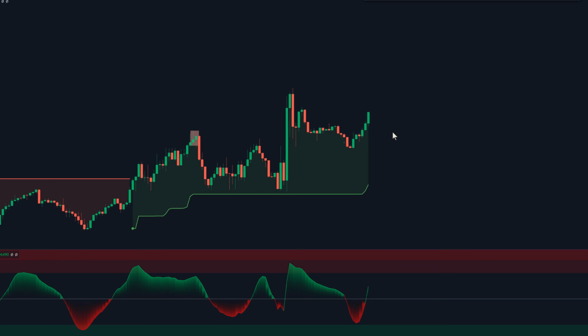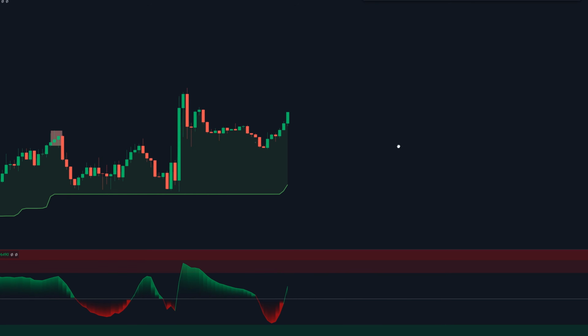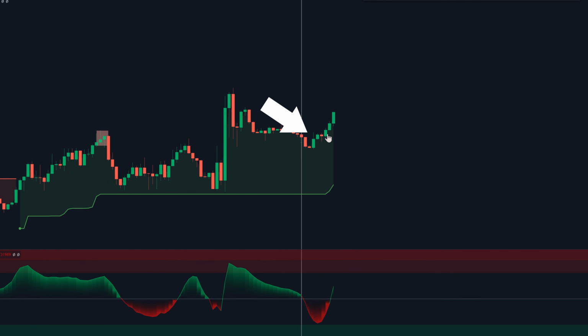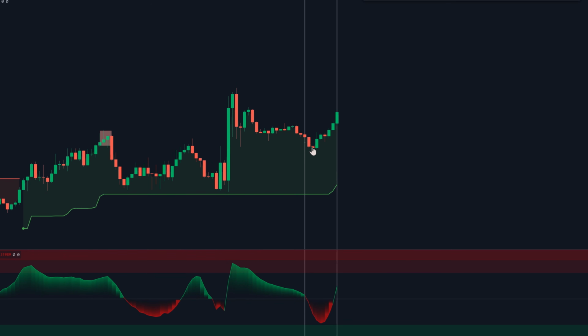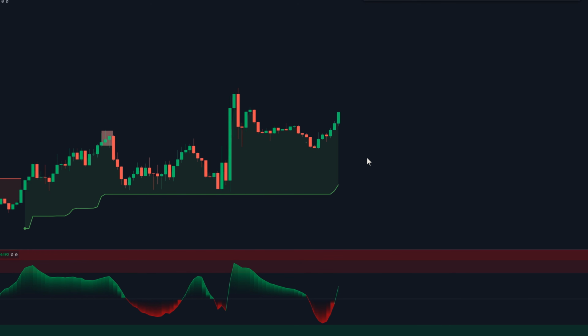Third, we need the pullback to last a minimum of 5 candles and a maximum of 10 candles. So basically from here to here, we need the candles that correspond to this red area to be between 5 and 10. For this trade example, we can see that we had 7 candles, which makes this setup a valid setup.